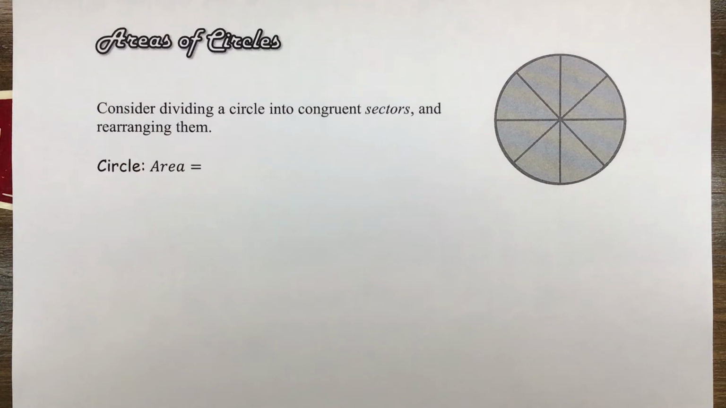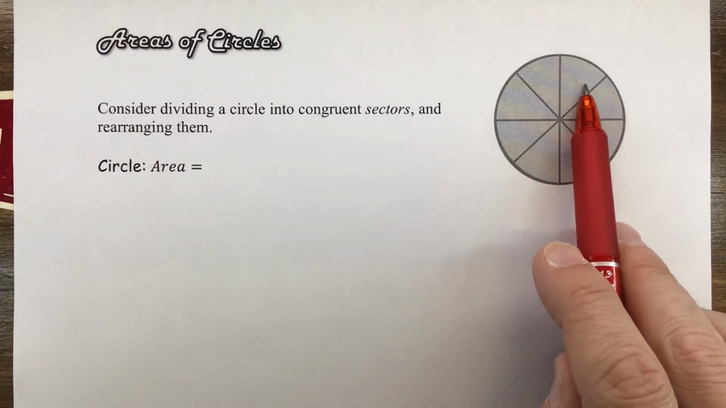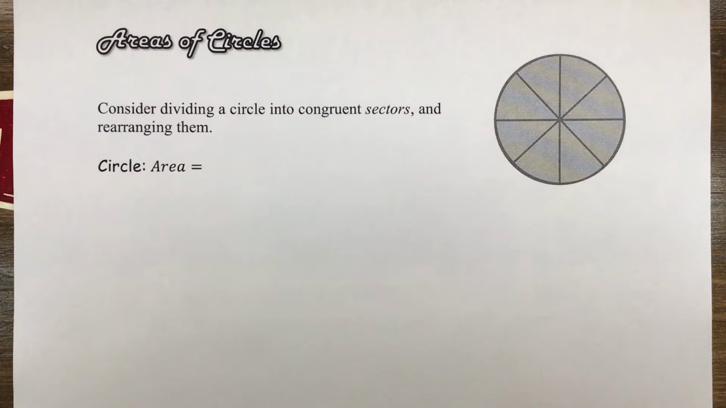All right, to develop the formula for the area of circles, which you probably already know, I want to make that point here at the beginning that most likely you already know what the formula for the area of a circle is. But to develop it, we're actually going to divide a circle up into sectors. So each of these little pieces here, which look like a piece of a pie, would be a sector.